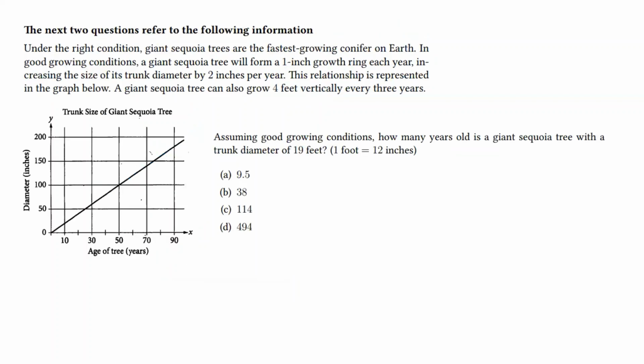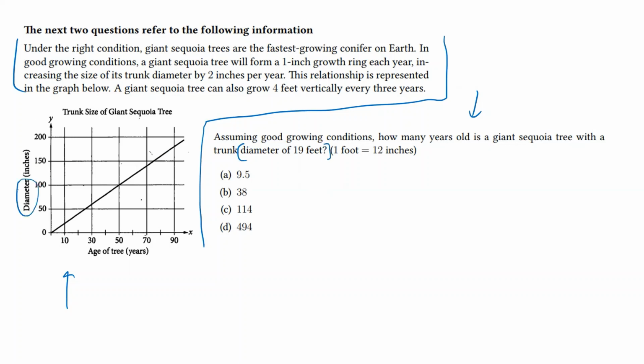There are questions that involve a stem, and based off of that stem, sometimes there are either 2 or 3 questions with the same information. Here is the stem on the left, where the question is right here. There's information given about this particular line graph. Assuming good growing conditions, how many years old is a giant sequoia tree with a trunk diameter of 19 feet?